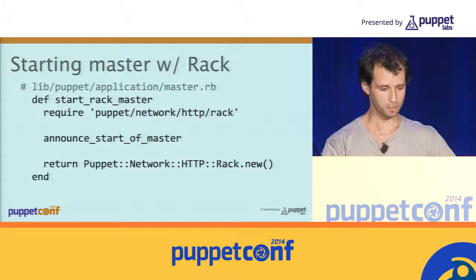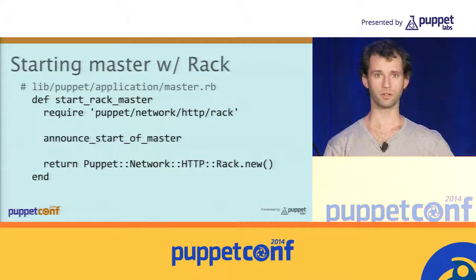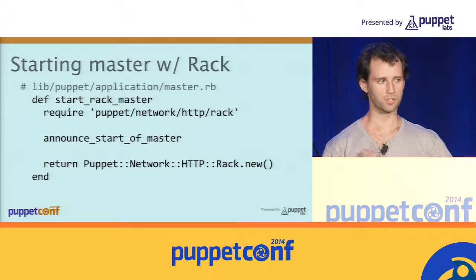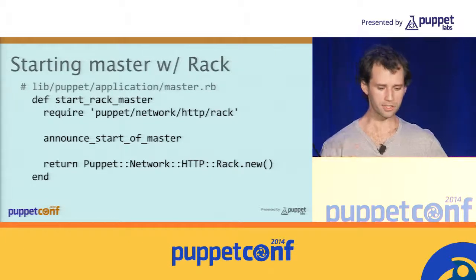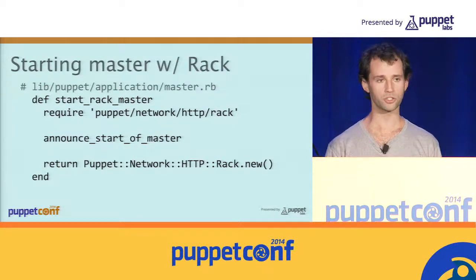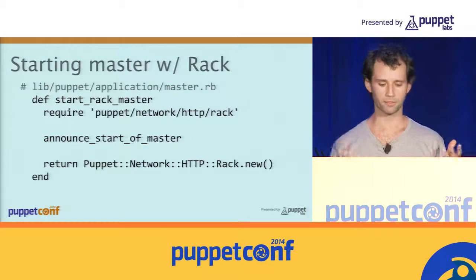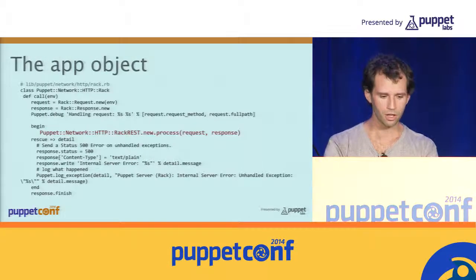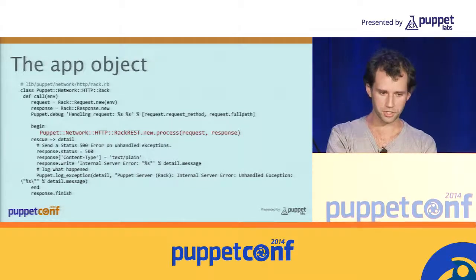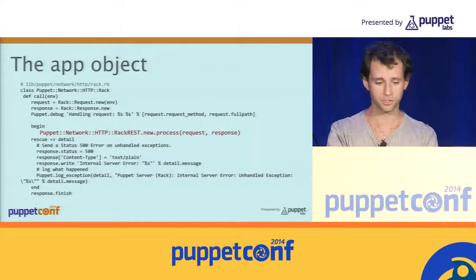Over in application master, we return Puppet network HTTP rack.new. There we go. That's that app object I was just talking about. Puppet master spits that back and then basically ends. And now the Ruby process that Passenger is managing has access to this object that it can just push requests into and get stuff back from.